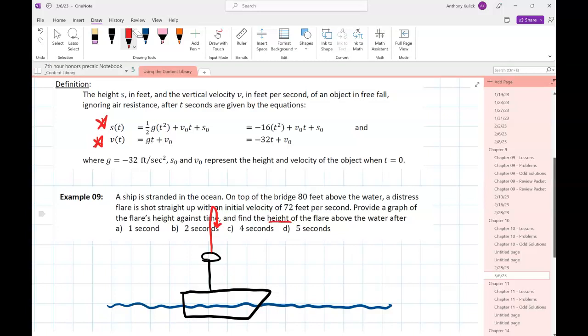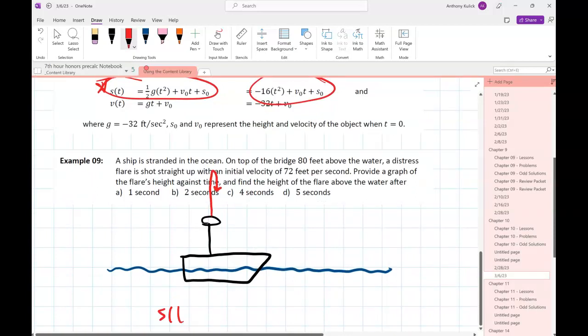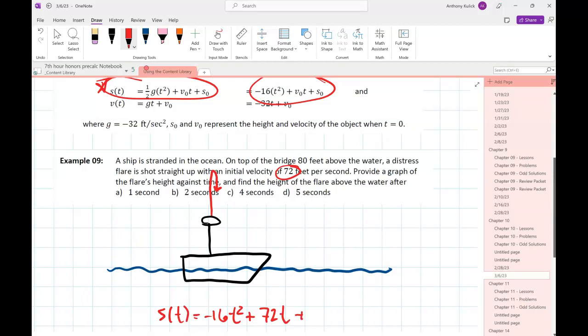Heights, right? Height is position. So we're going to be using that equation there, or really simplified down when you plug the negative 32 in for gravity. So my V naught, the initial velocity, it tells me is 72. And the S naught, the initial height, is 80. So there's my one-dimensional motion equation.